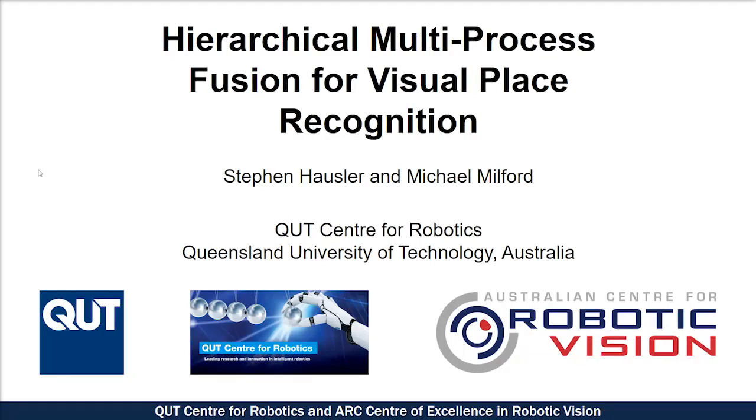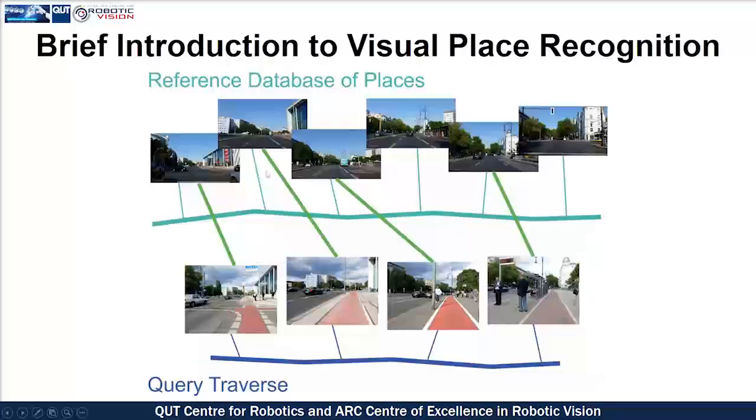Today I'll be talking about our paper, Hierarchical Multi-Process Fusion for Visual Place Recognition. This paper deals with the visual place recognition challenge.